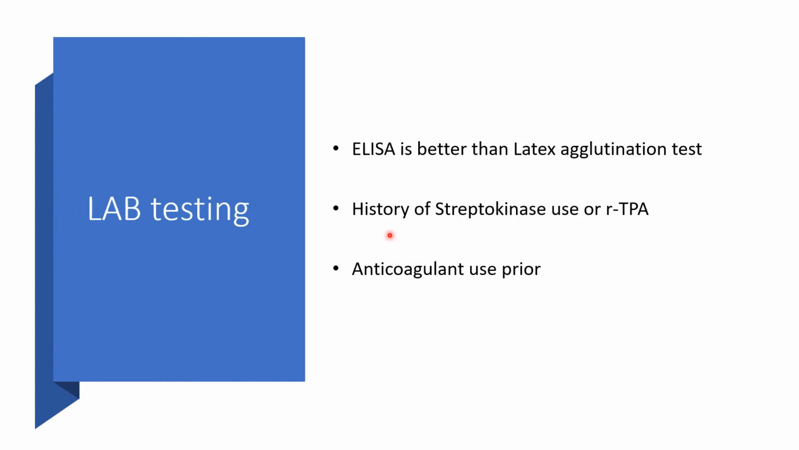Now, when you reach the lab and it is about D-Dimer, it is better to have enzyme-linked immunosorbent assay done. That is preferable when compared to latex agglutination test. Then, you can take history of streptokinase or recombinant tissue plasminogen activators used. And of course, rule out if this patient had already taken anticoagulant before this sample has been taken, because that will alter the value.